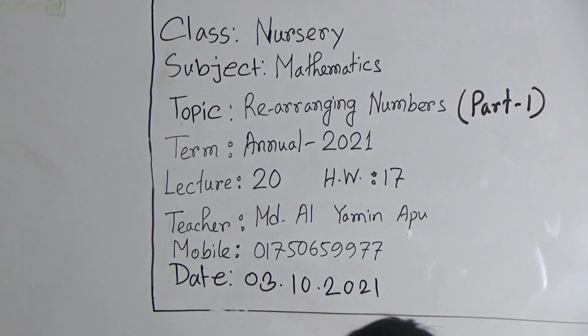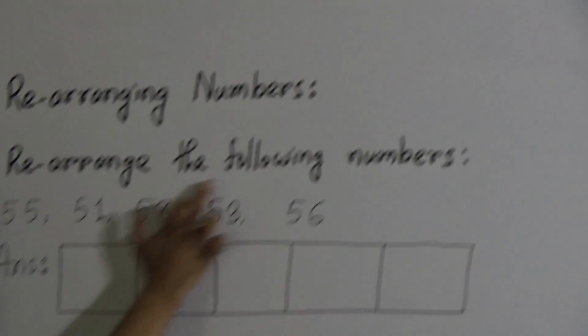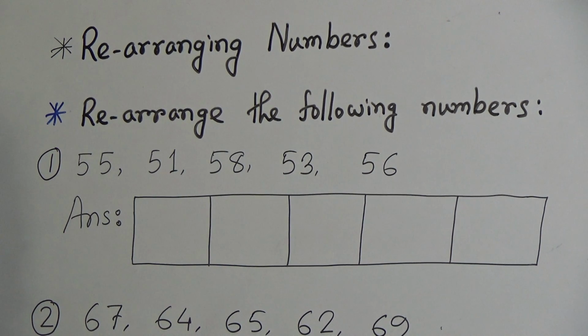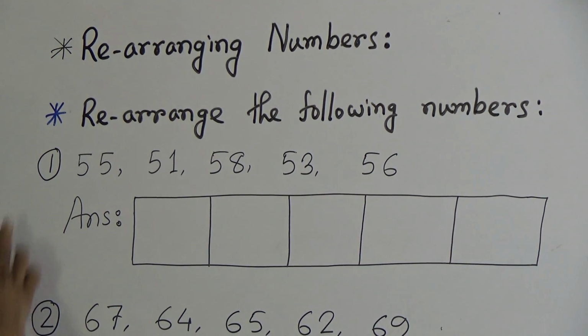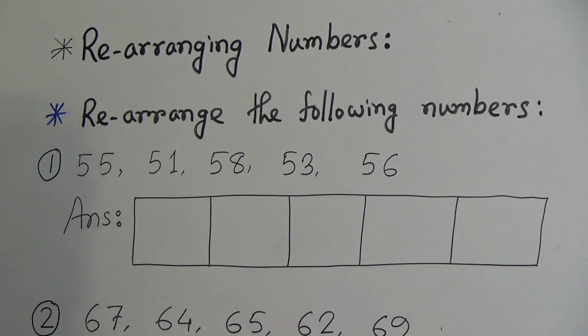Okay, so let's start our class. The topic is rearranging numbers. This is the question: rearrange the following numbers. That means we need to arrange these numbers in ascending order, that means from smaller to greater. There are two questions, question number 1 and question number 2. In question number 1, there are 5 numbers. In question number 2, there are also 5 numbers. We need to arrange the numbers from smaller to greater, that means from smaller to bigger number we should arrange.